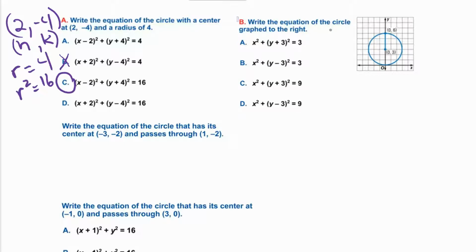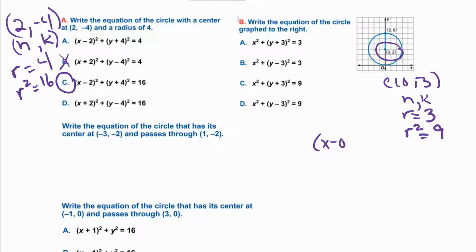In the next problem, we're asked to write the equation of the circle graphed to the right. Here, (0, 3) is the center. So the center is (0, 3). So that's our h and our k. Our radius would be 1, 2, 3. So the radius is 3. Radius squared is 9. So we would have (x - 0) squared plus (y - 3) squared equals 9. x minus 0 is x, so the first term would be x squared.